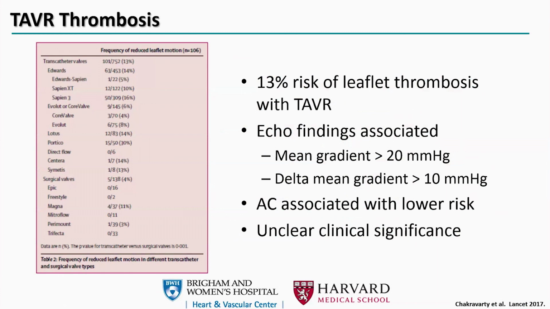The echo findings that were associated with thrombosis were an absolute mean gradient more than 20 millimeters of mercury, or a change in the mean gradient of more than 10 millimeters of mercury. There was no difference in the stroke rate, but there was an increased risk of transient ischemic attacks. Anticoagulation was associated with a lower risk of thrombosis. Subsequent studies have not shown a mortality risk associated with this, so I think the clinical significance of this finding remains unclear.